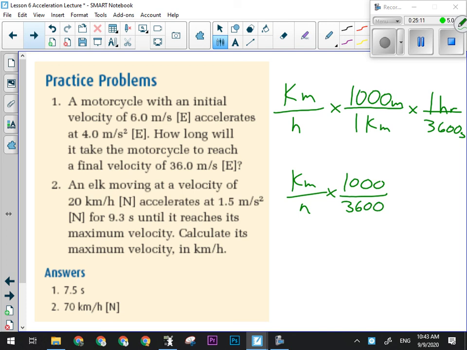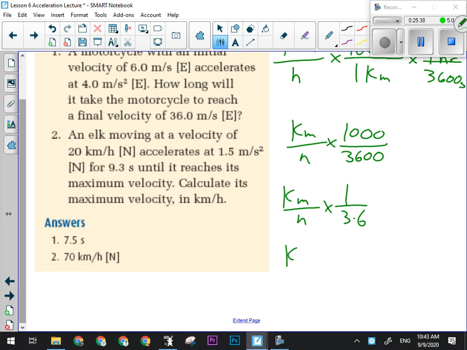Okay, can I reduce that? 1,000 over 3,600? I'm pretty sure I can do this. Kilometers per hour times 1 over 3.6. Same thing. Okay, what's kilometers per hour times 1? What's anything times 1? Itself. So, here's the shortcut. Take what you have in kilometers per hour divided by 3.6. You'll have meters per second.